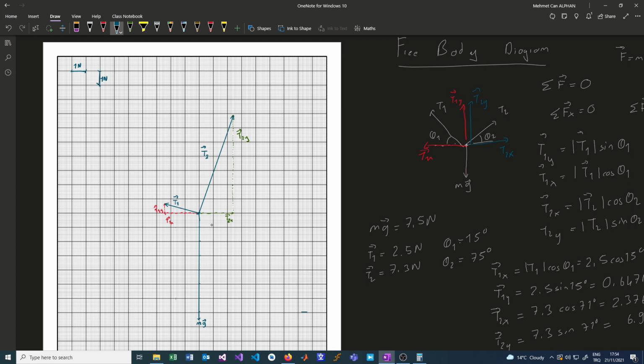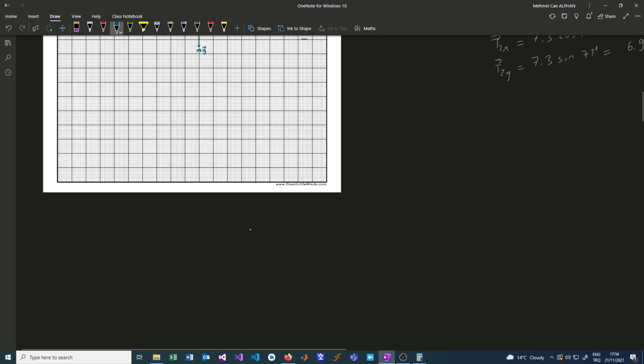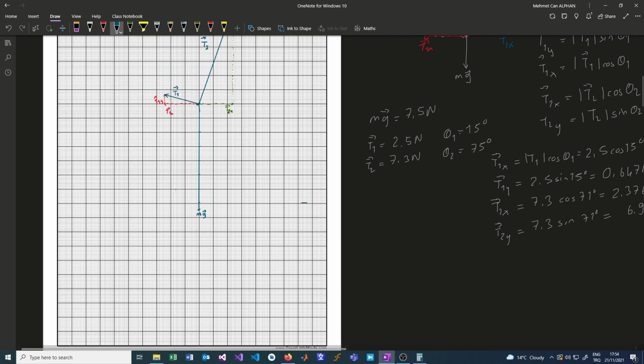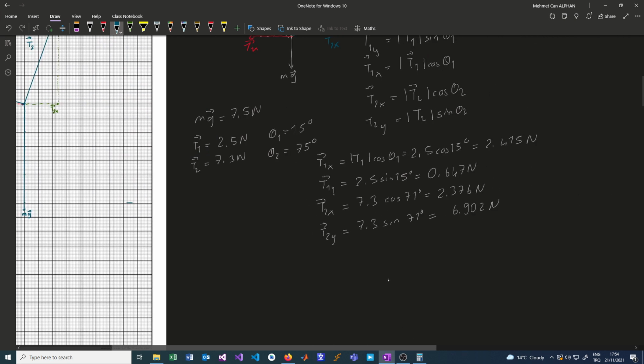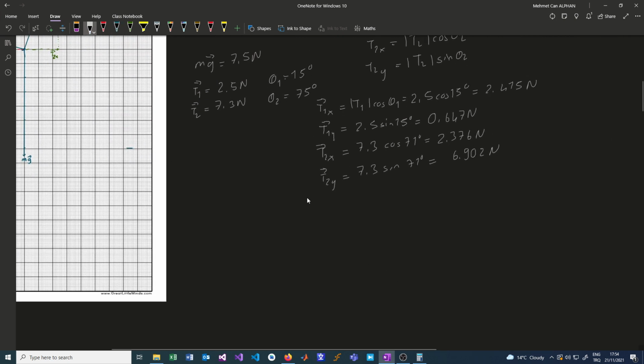Now, here is the question. What is the error in here? Is it okay or not? There will be some error. We can find it out. How? Let's talk about static equilibrium. Let's check if it's obeying the rule of static equilibrium or not. And after that, let's show the error on the graph paper.